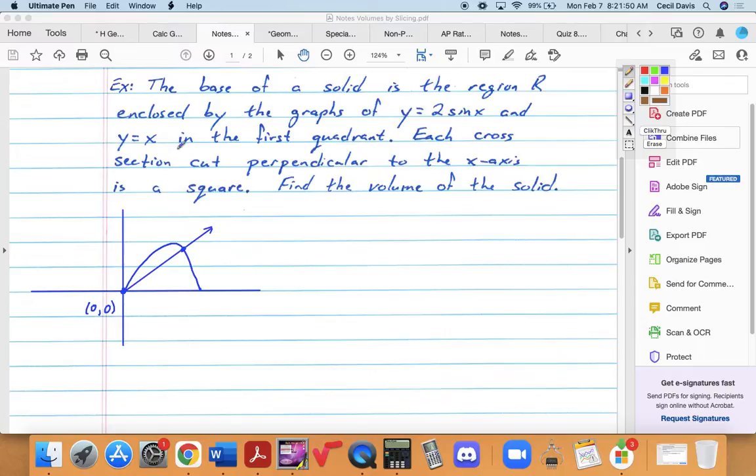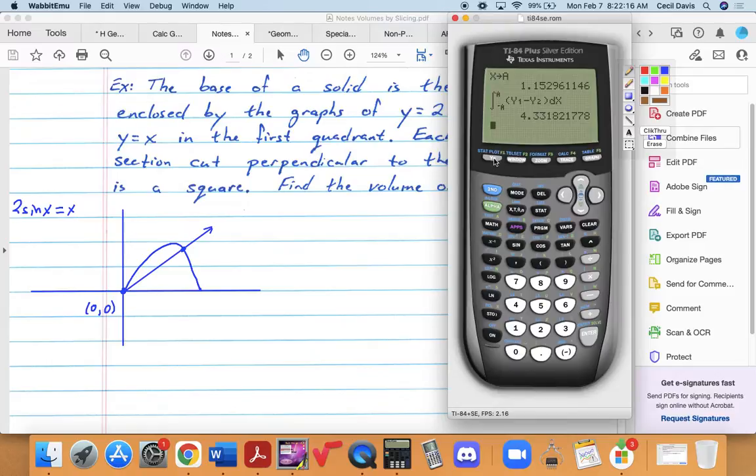y equals 2 sine x and y equals x. If you try to solve that, it's like, well, what the heck are you going to do? Because you've got a trig function over here and a polynomial function, although a pretty low-level polynomial function, over here. So we're going to have to use our calculators to find where these two intersect.